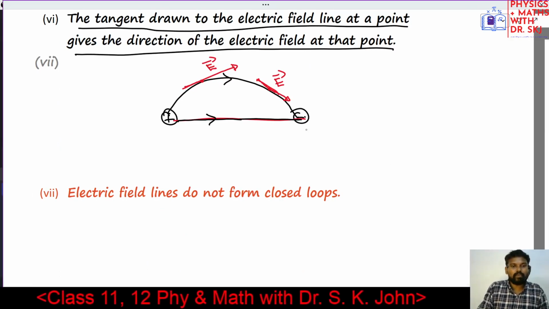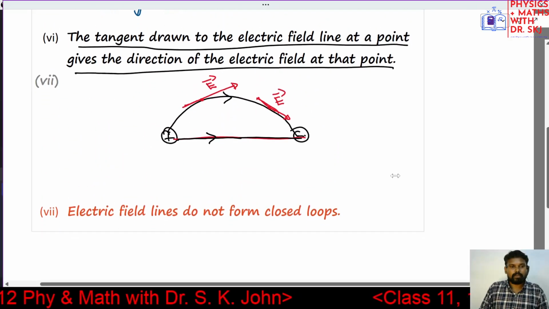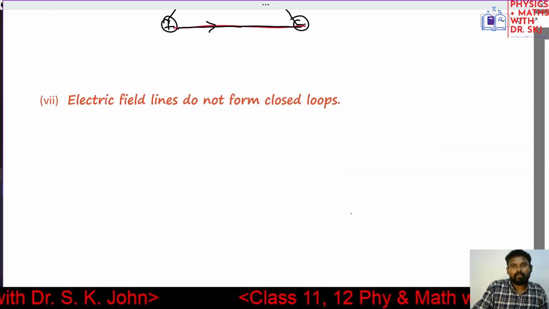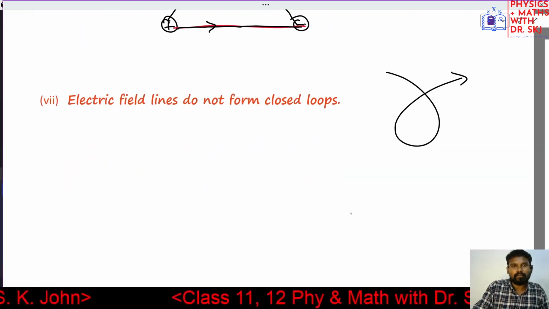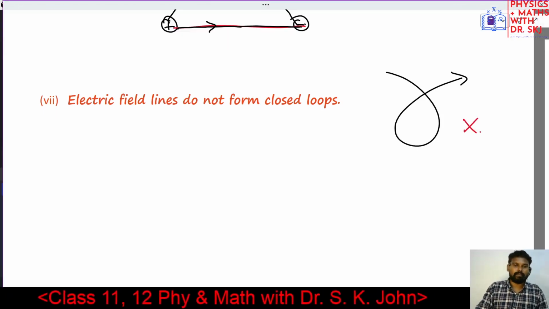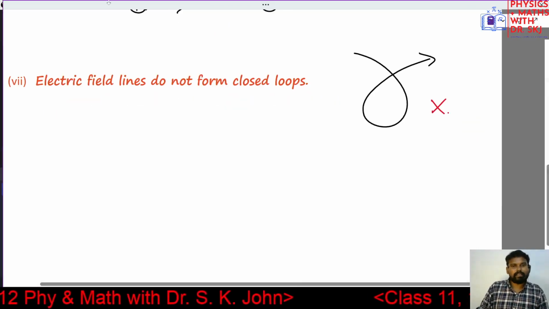Electric field lines do not form closed loops. This is the seventh property. It means it cannot form a closed loop like this. This is not possible. I will explain why this is not possible.